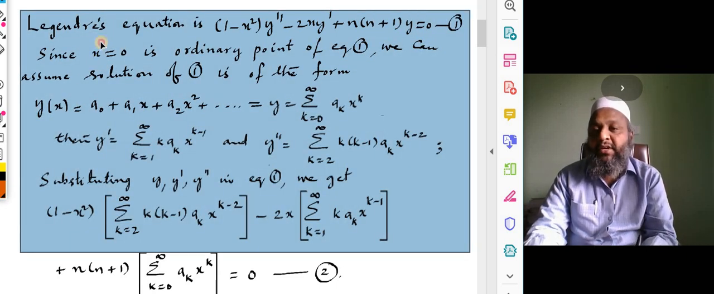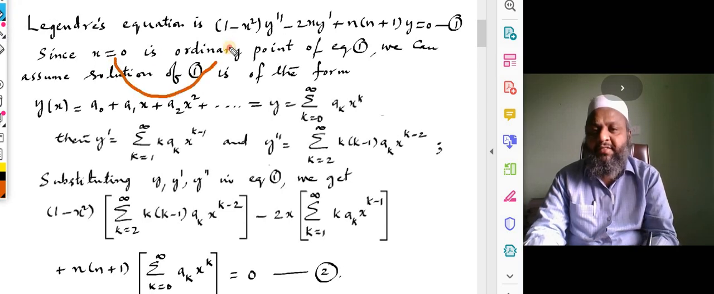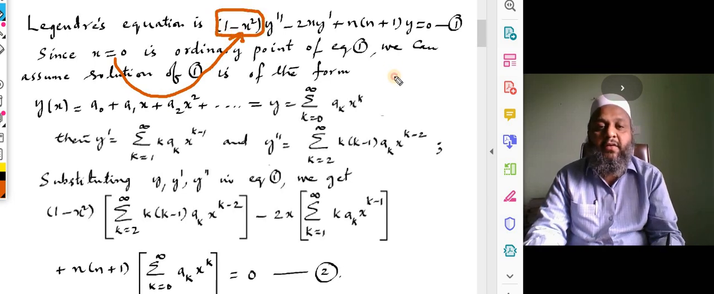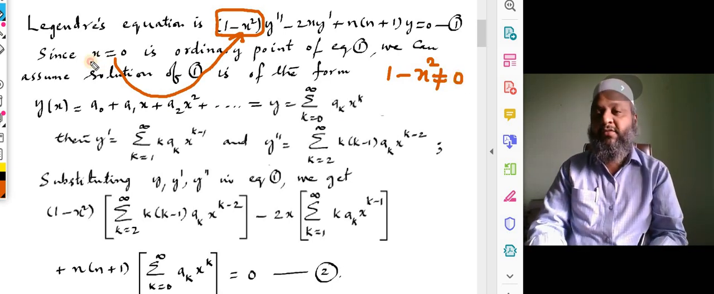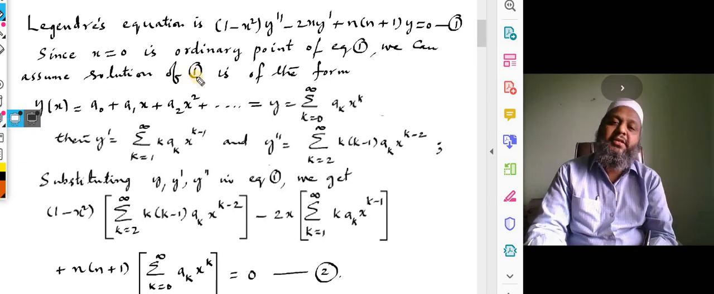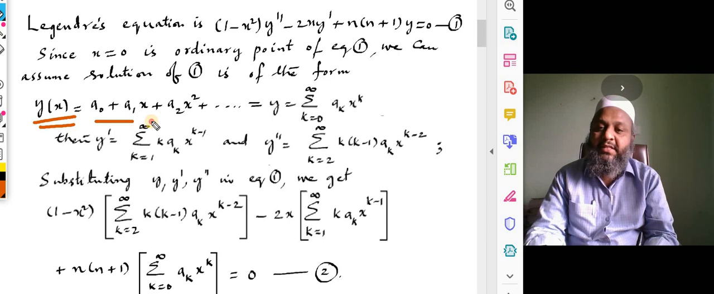So here what I am doing is, this particular x equal to 0, if I substitute here, then this 1 minus x square is not equal to 0. Therefore x equal to 0 is an ordinary point. When it is an ordinary point, we can get the solution in the form of a power series. So we are assuming that the solution is in the form of y of x is equal to a naught plus a1x plus a2x square, and so on. That is in short this one.